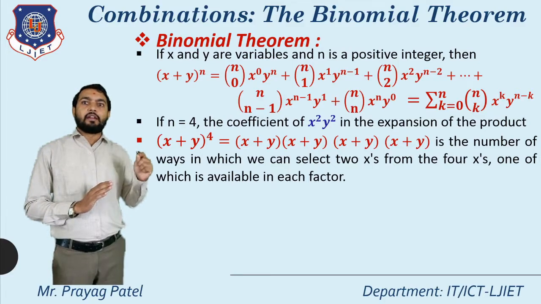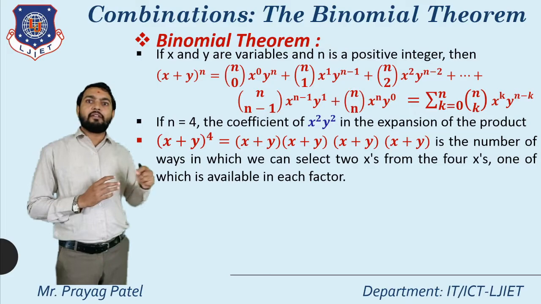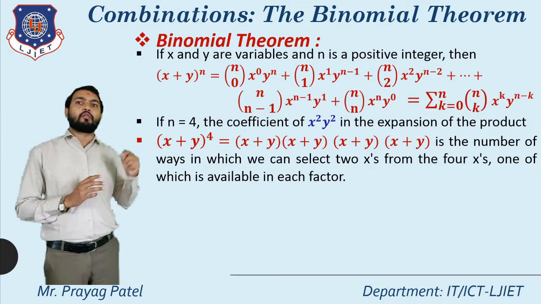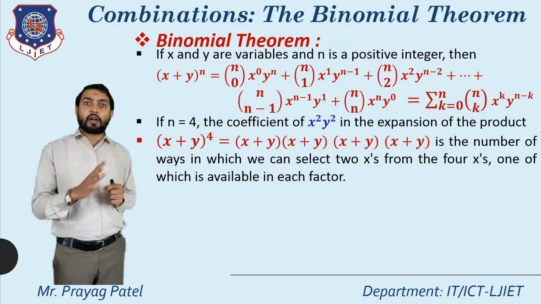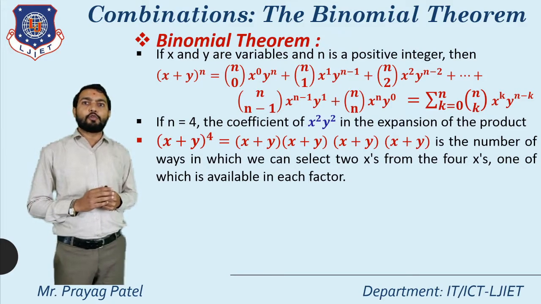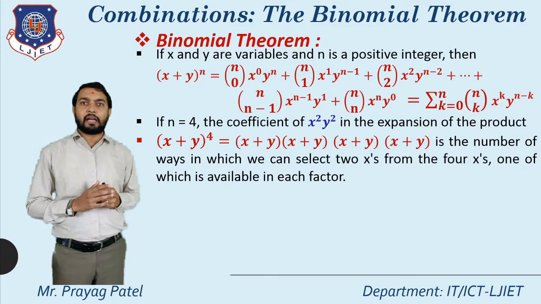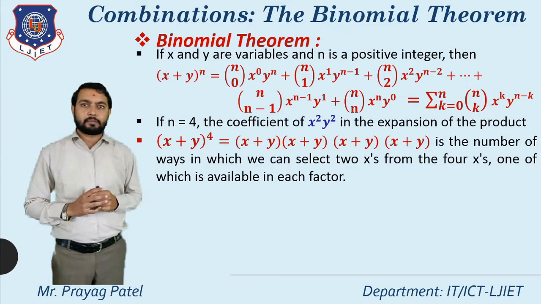(x plus y) raised to 4. So here x raised to 2 and y raised to 2, then we can say that (x plus y) raised to 4 equals (x plus y) into (x plus y) into (x plus y) into (x plus y). So here there are 4 components or different parts. Now if you want to find the x squared y squared term, that means x raised to 2, y raised to 2, that means you have to select 2 x's and 2 y's.